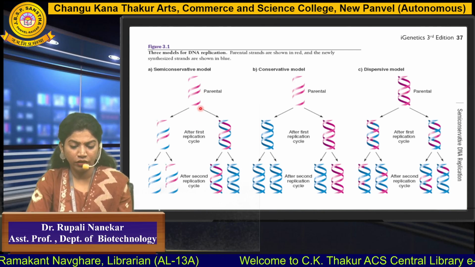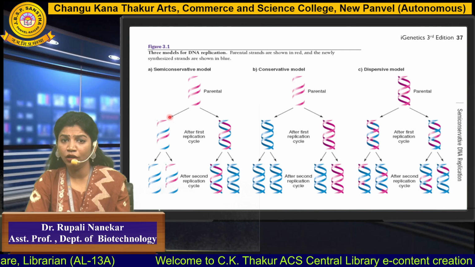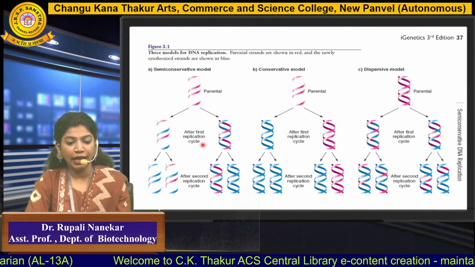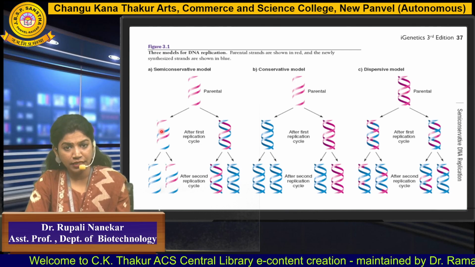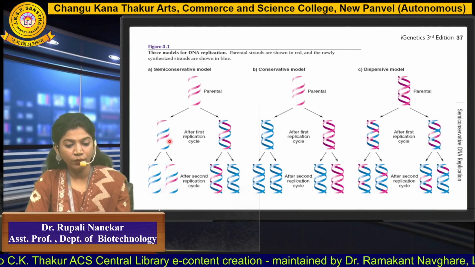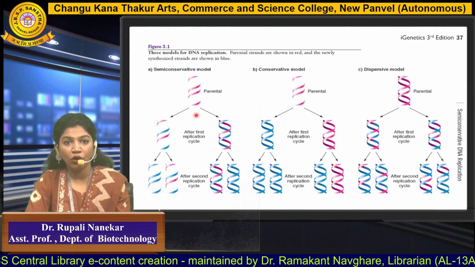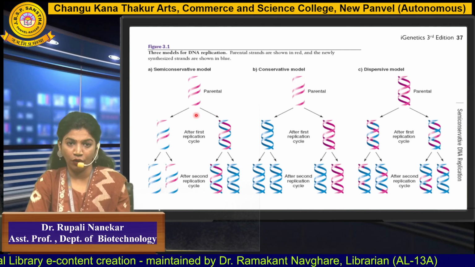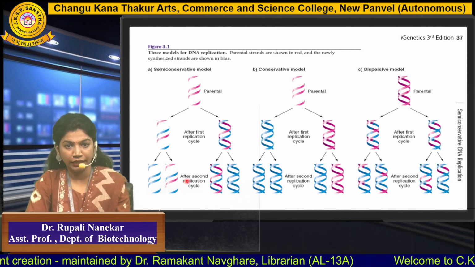Now, if you can see here, the parental DNA is pink. After the first cycle of replication, you can see that a blue strand and a pink strand are together. That means the pink strand is parental and the blue strand is new progeny, which tells us that this is the semi-conservative model, which is seen even after the second replication cycle.